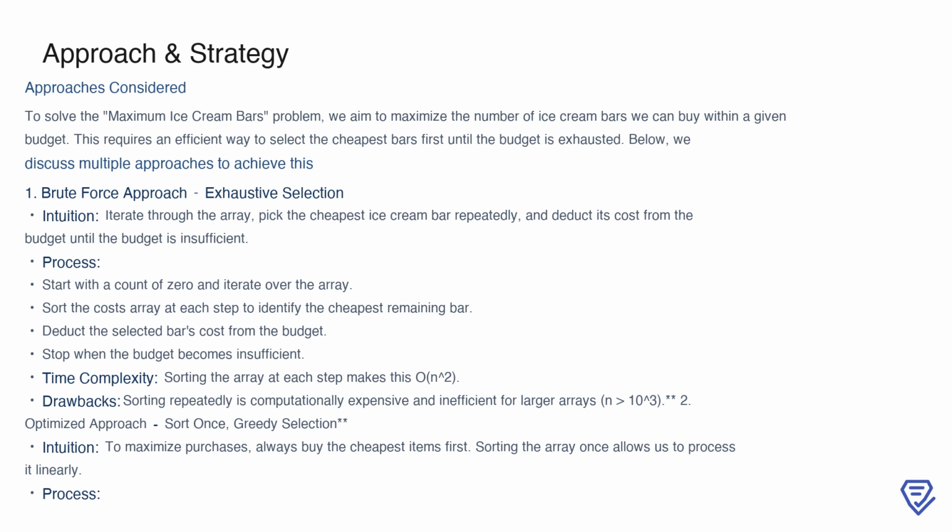A better alternative is the optimized approach using a greedy strategy. By sorting the array just once, we can systematically buy the cheapest items in a single linear pass. This significantly reduces redundant computations and improves performance.